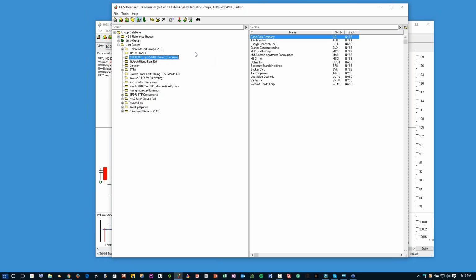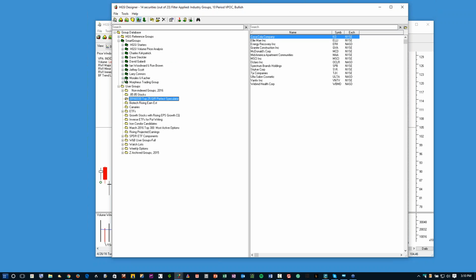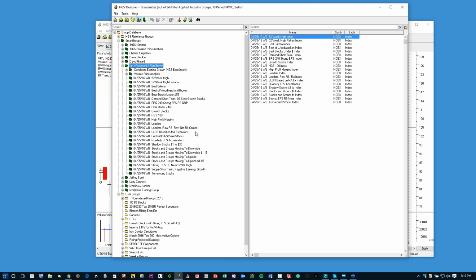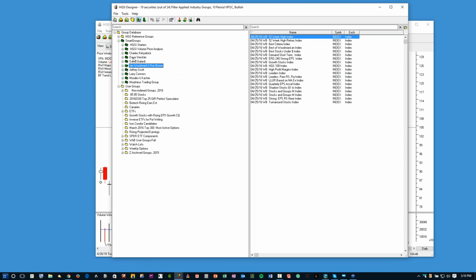Now, to get that top 50 list, we have what are called smart groups by a variety of people. All of these smart groups, my partner and I have put together over the years, and they all perform a certain function. There are other people in here who have put smart groups together.